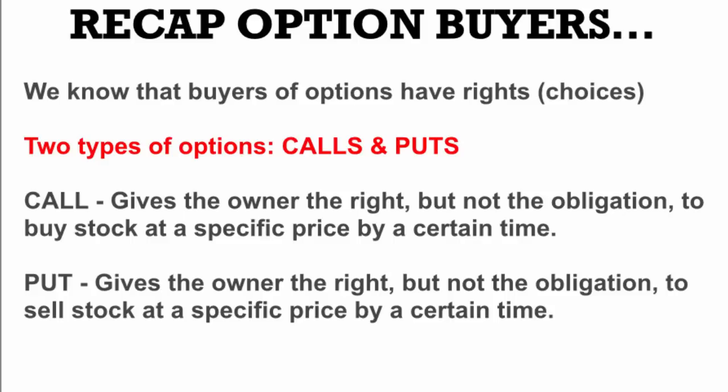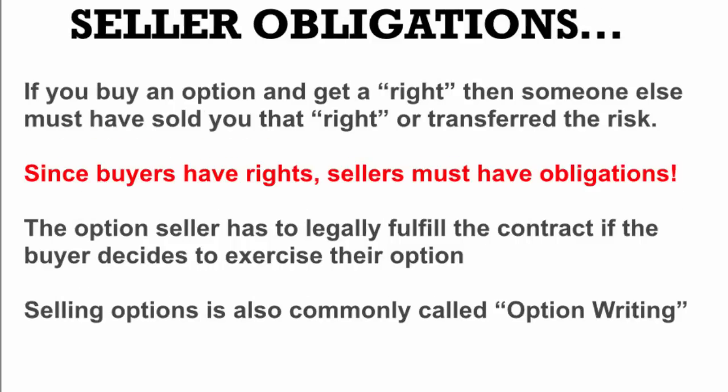So we know that buyers of options have rights or choices, right? That's why they call it an option, basically. There are two types of options, calls and puts. With a call, this gives the owner the right, but not the obligation, to buy a stock at a specific price by a certain time. With a put, this gives the owner the right, again, but not the obligation, to sell a stock at a specific price by a certain time. So again, you guys understand all these basics. This is very options trading 101, but let's get a little bit deeper here and go into option sellers.